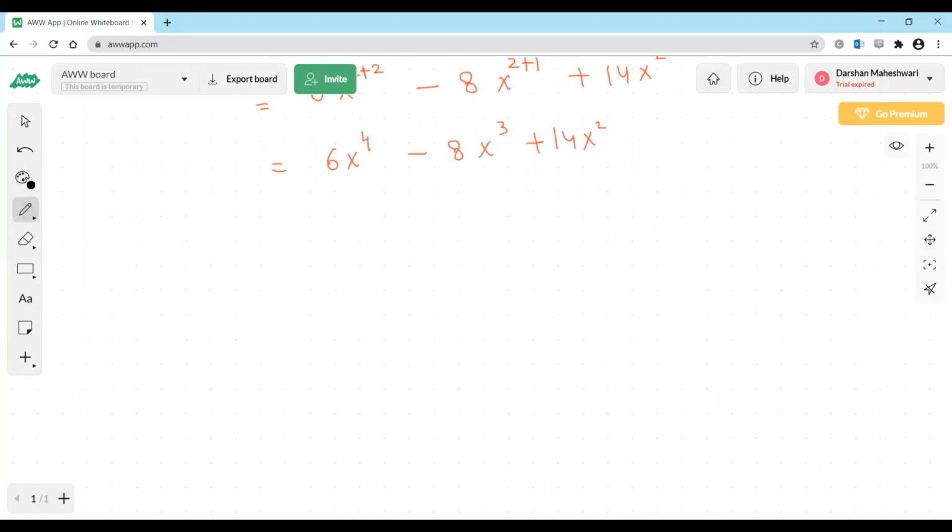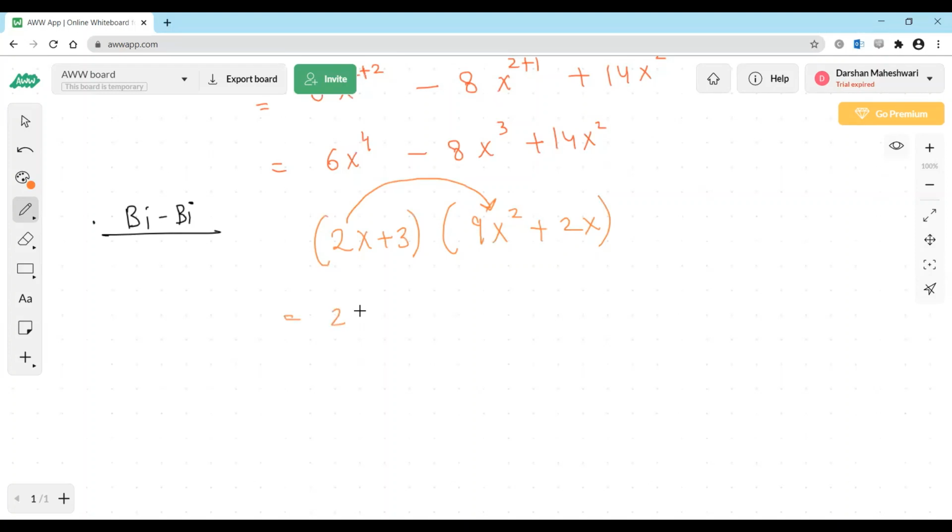All right, let's talk about now binomial with binomial. So here, just one addition to what we were doing earlier. Let's suppose the first binomial is 2x plus 3, and let's suppose the second binomial is 9x square plus 2x. So we have to multiply it. So first, we multiply 2x with 9x square. So this gives us 2x times 9x square. Second, we multiply the 2x with 2x. So here we have 2x times 2x.